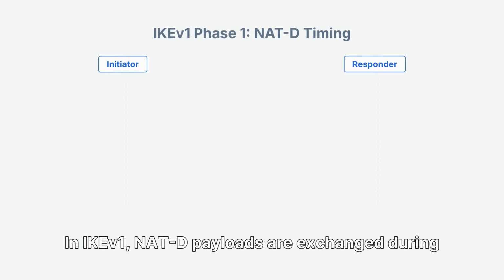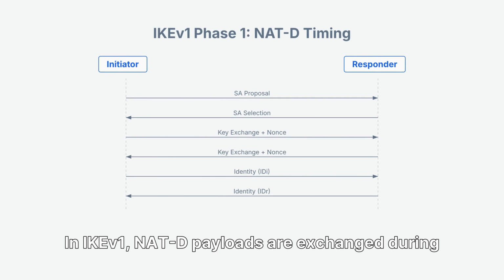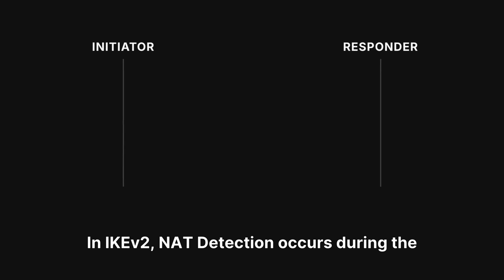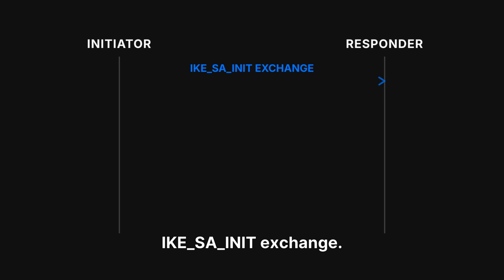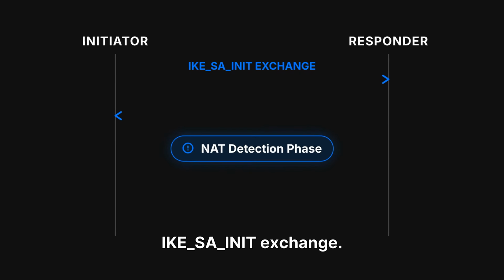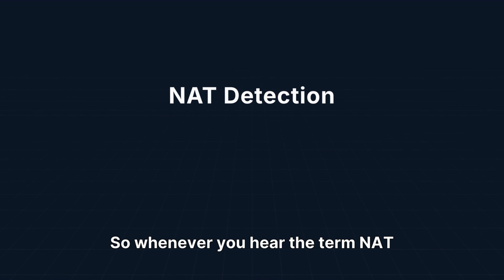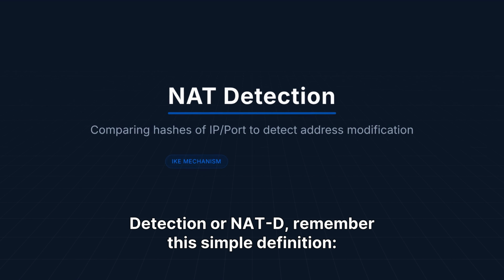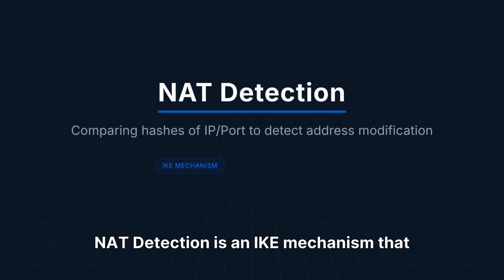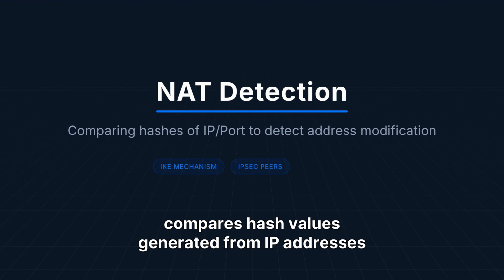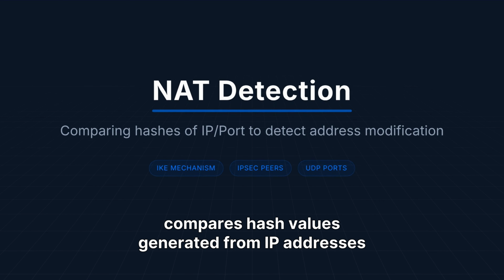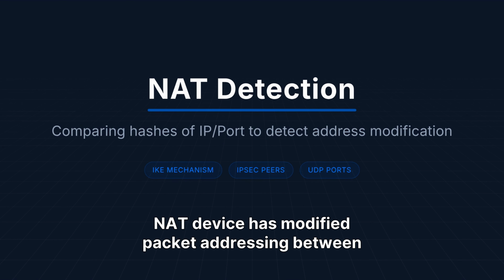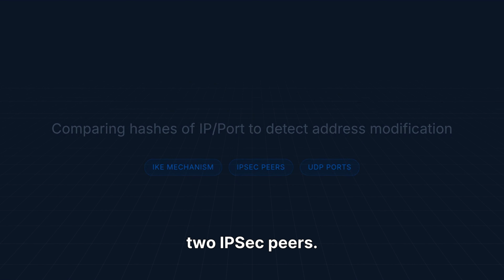In IKEv1, NAT-D payloads are exchanged during phase 1 after the peers exchange identities. In IKEv2, NAT detection occurs during the IKE_SA_INIT exchange. So whenever you hear the term NAT detection or NAT-D, remember this simple definition. NAT detection is an IKE mechanism that compares hash values generated from IP addresses and UDP ports to determine whether a NAT device has modified packet addressing between two IPSec peers.